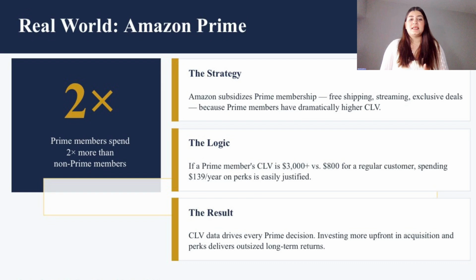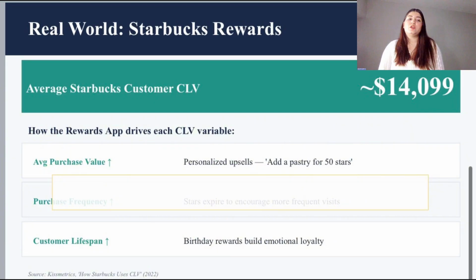So this is exactly what CLV-driven marketing looks like. Amazon ran the numbers, saw the lifetime value difference, and said, "We will invest more upfront in this customer relationship because the return is enormous." So next we'll talk about Starbucks.